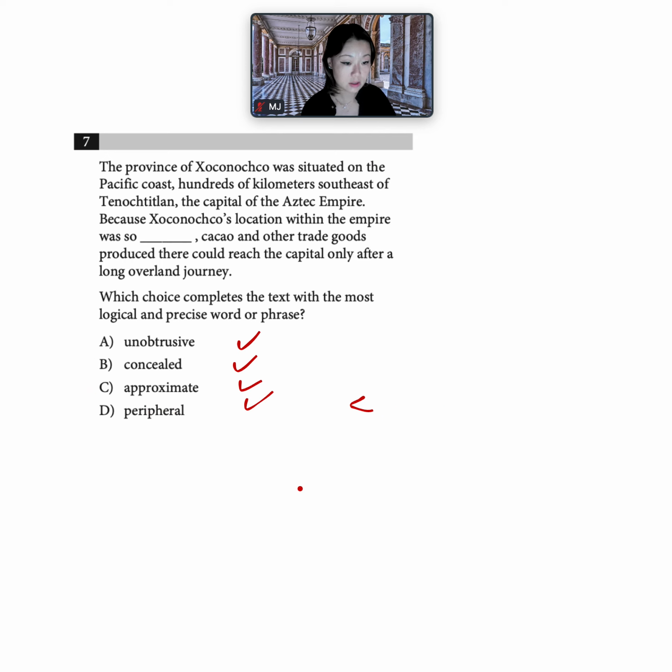Okay, so let's get into this. If we look at its closest neighbors, we have "empire was so" on the left side, and "cacao and other trade goods" on the right side. Because the right neighbor has a comma over here, it doesn't really have what I call an immediate right neighbor. So we're going to focus on the left neighbor here.